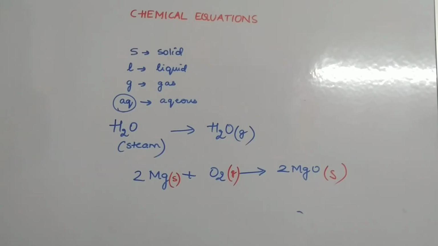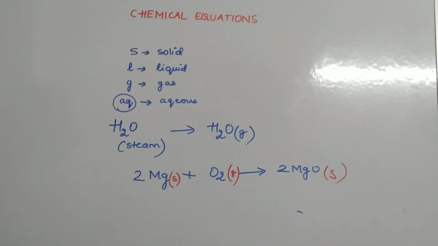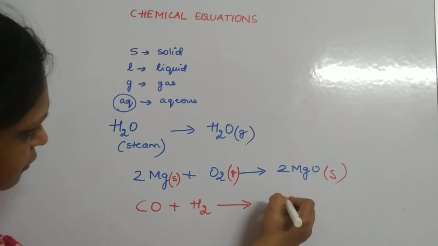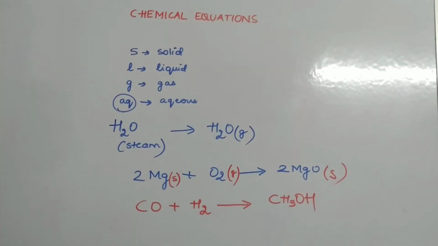One more thing I want to tell you is that on the arrows we generally write the conditions: the pressure, if it's specified, the temperature, or the catalyst that we are using. For example, when carbon monoxide reacts with hydrogen, it gives a new product called methanol. Let us first balance it. I think you know how to balance it. You can pause the video and check it.